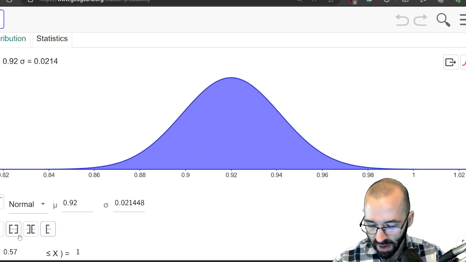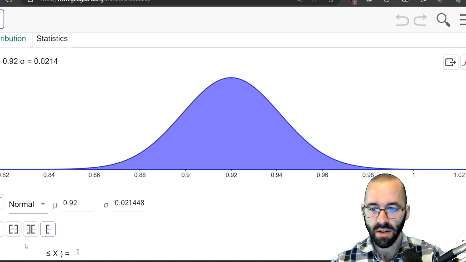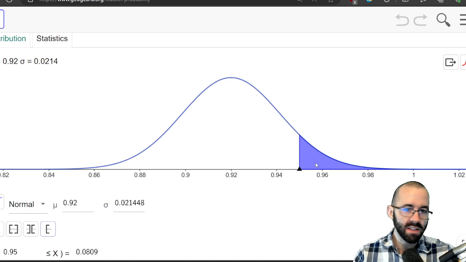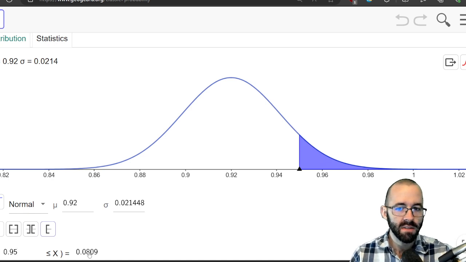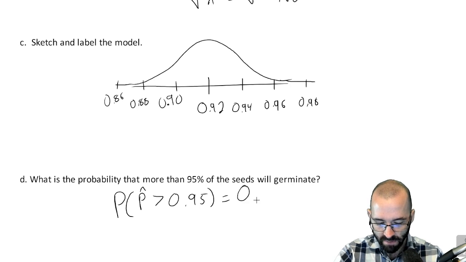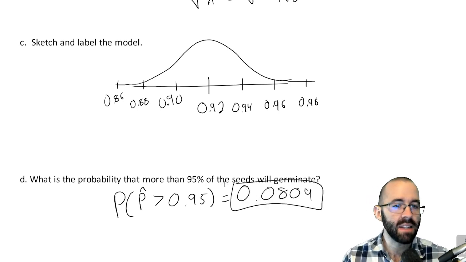So what's the probability that we're at least 95? We'll put 0.95 up here. Visually, yeah, you can see it's not a big probability. About 8%. 0.0809. Not very likely that this many seeds would germinate, but possible.